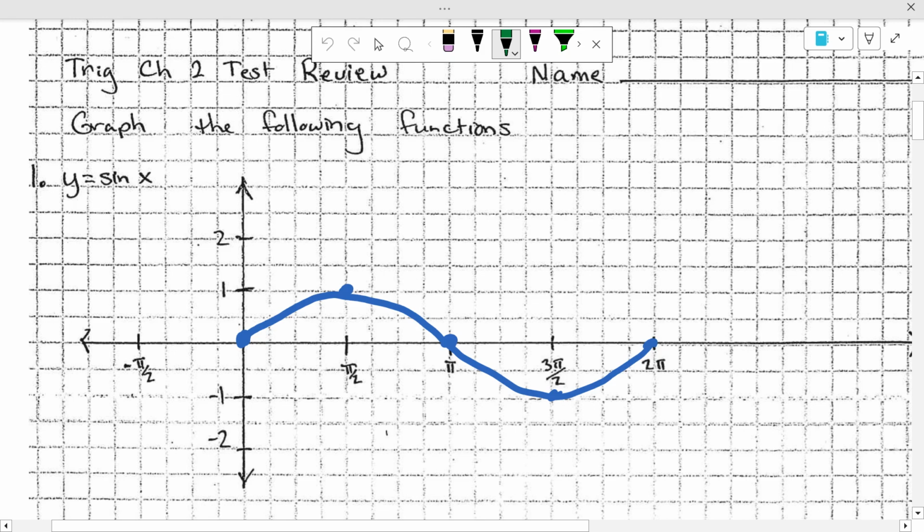First one, the sine function. If you don't know how to do the sine function now, you're in a world of hurt. Okay. 0, pi over 2, 1, pi, 3 pi over 2, negative 1, 2 pi.